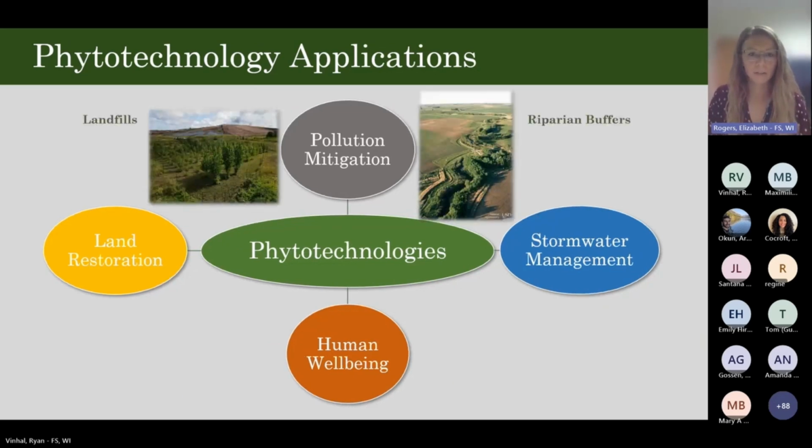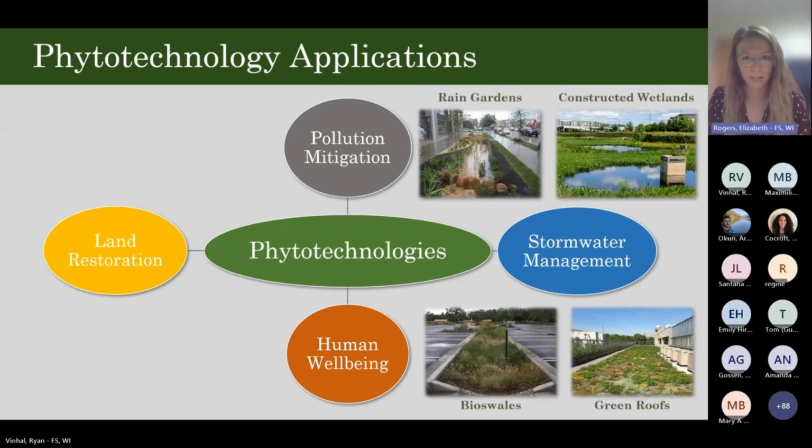So first, we have pollution mitigation, like we talked about, phytoremediation. This can occur at landfills or riparian buffers, when vegetated buffer strips are planted along streams or rivers in order to intercept agricultural nutrients or pesticides or herbicides. Next, we have stormwater management. And so in urban areas, this can take the form of rain gardens, constructed wetlands, bioswales, green roofs.